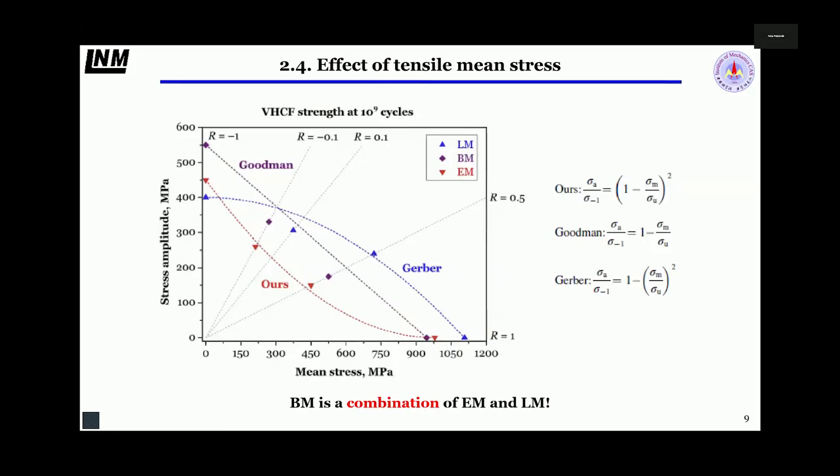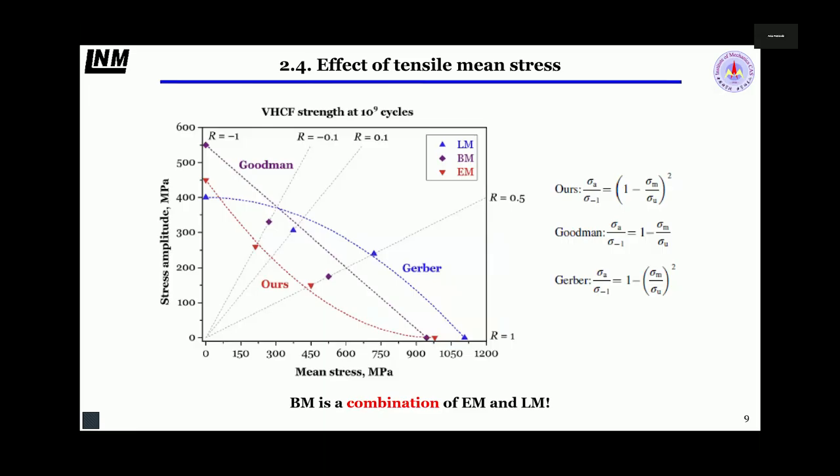So we say the facet is easy to find. The facet formation consumes fatigue life, and the decrease in very high cycle fatigue strength is easy to find. This is a Haigh diagram showing the strength at 1 billion cycles.